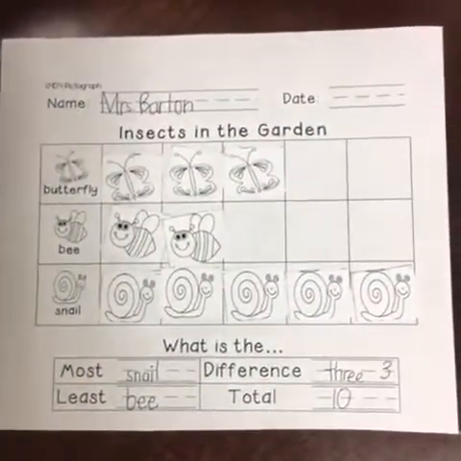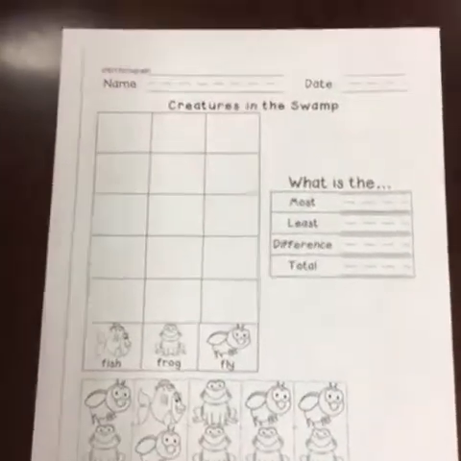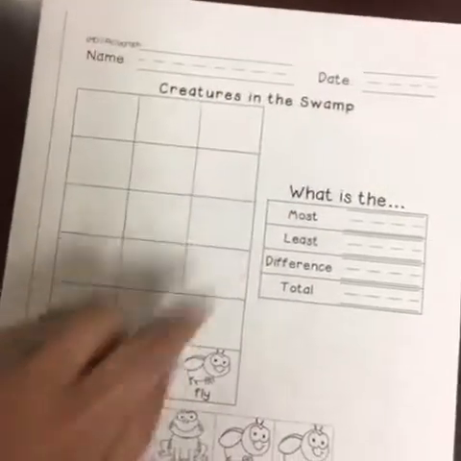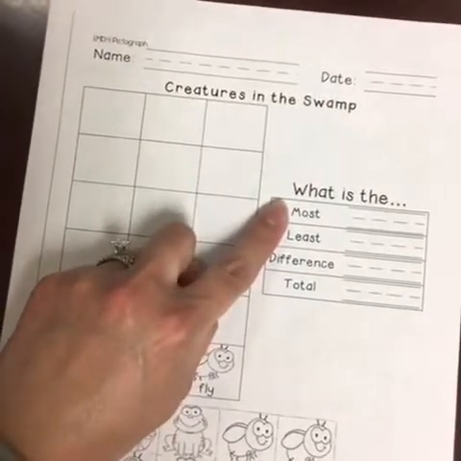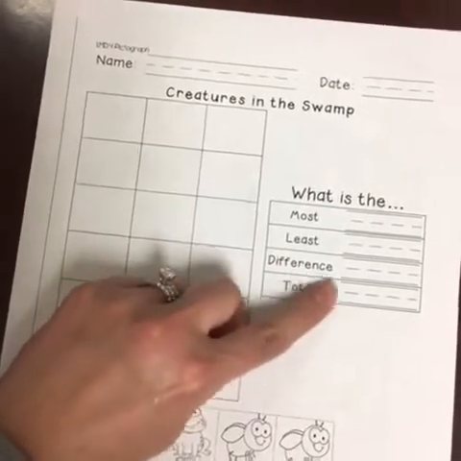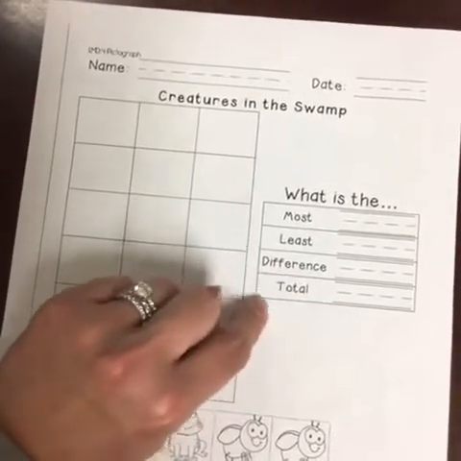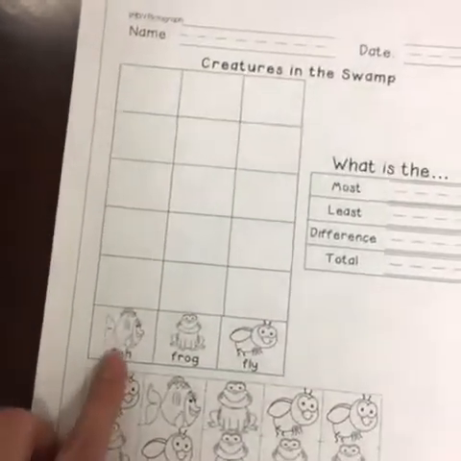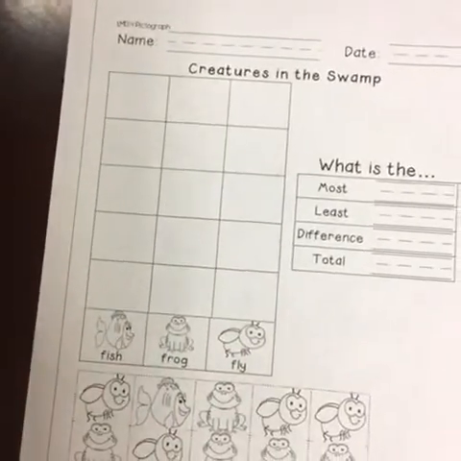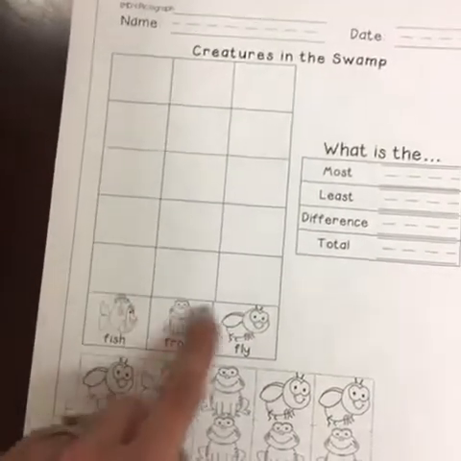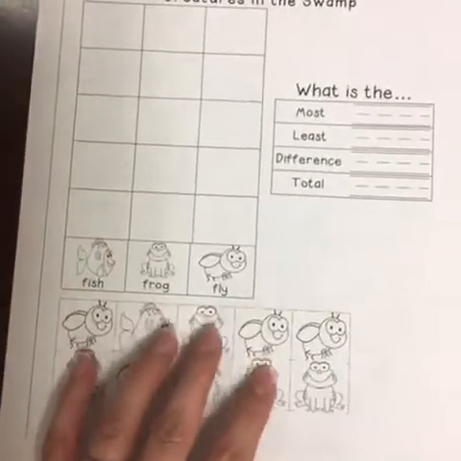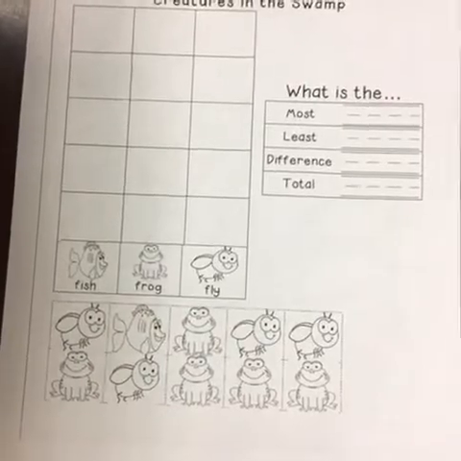Okay, so now guess what you get to do? You now get to do the same thing, but with creatures in the swamp. So you're going to figure out the most, the least, the difference, and then how many you have all together. So total means how many you have all together. Okay, you have fish, frog, and fly. And what are these right here? That's right, they are your key. So do you count them when you're counting? No. And boys and girls, how many pictures do you cut out at one time?